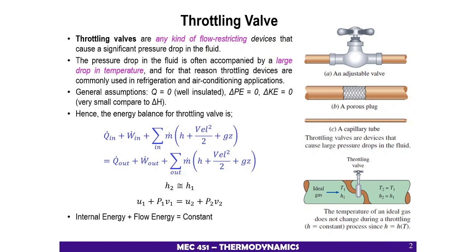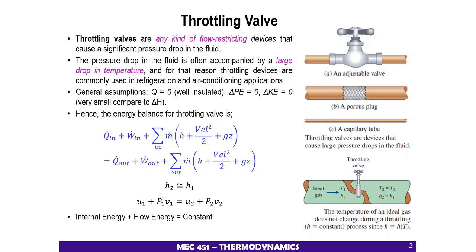Okay, so we continue with the first, which is the throttling valve. Throttling valves are any kind of flow restriction device that causes a significant pressure drop in a fluid. Normally we will find throttling valves in air conditioning systems. The pressure drop in the fluid is often accompanied by a large drop in temperature, and for that reason throttling devices are commonly used in refrigeration and aircon.